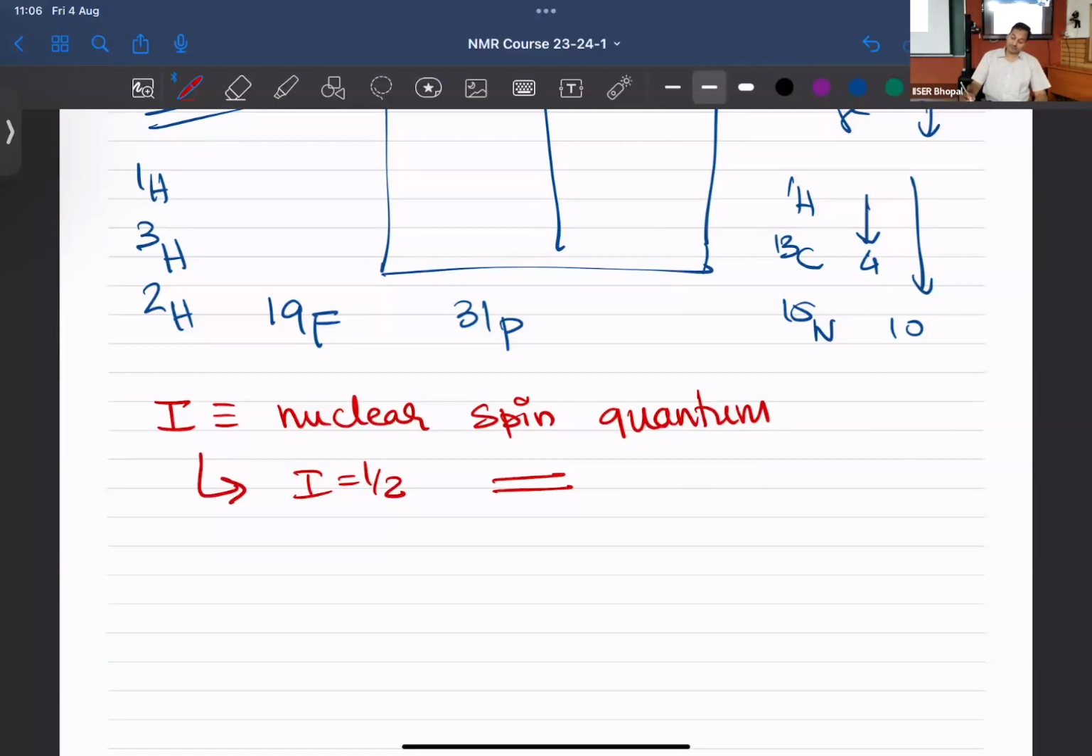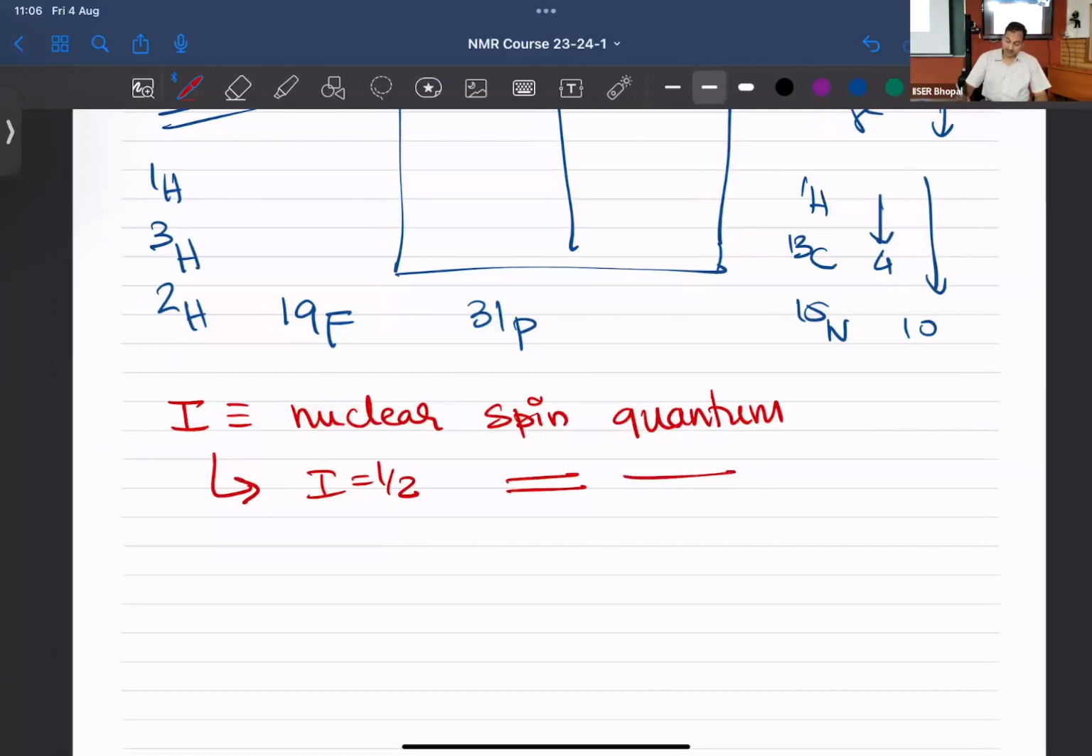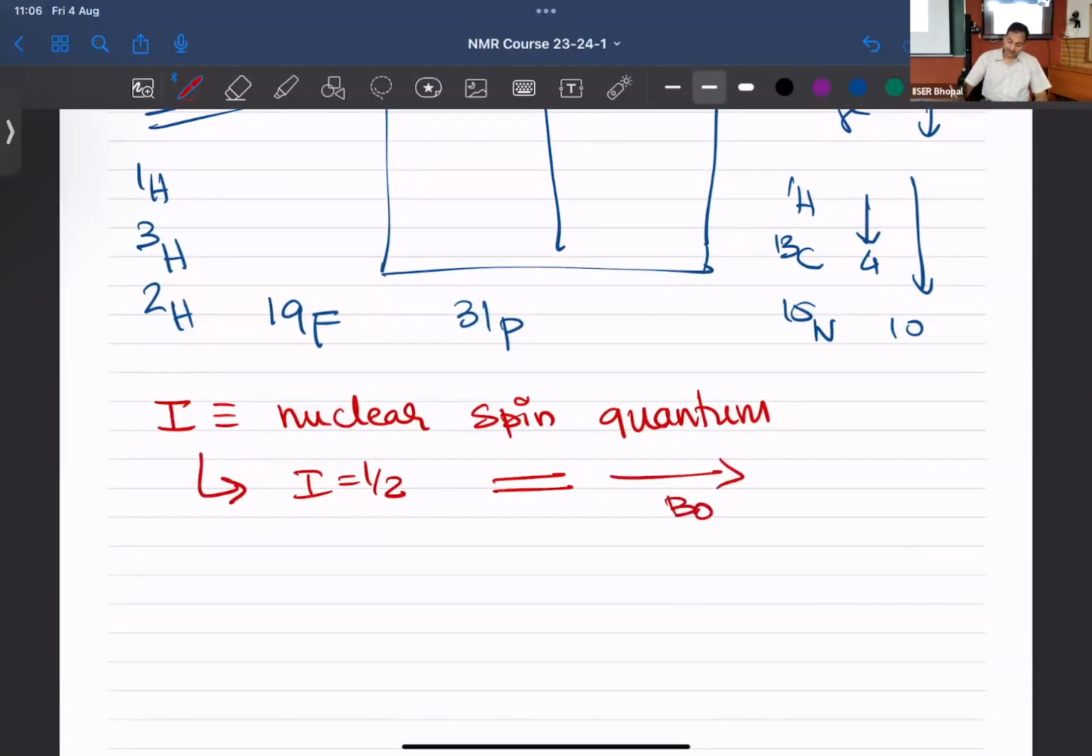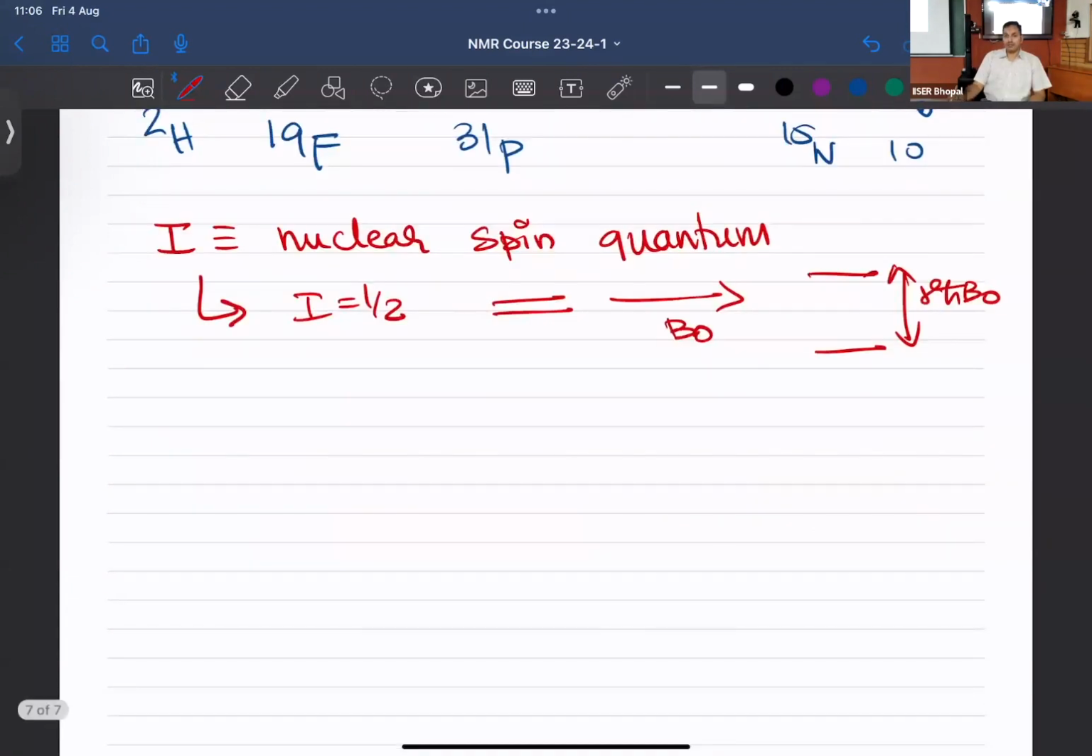So now when you suspend it in a B naught, what we were able to see is that there is going to be a certain energy gap that gets associated. And if I remember correctly, it was gamma h-cross B naught, the overall energy difference between 2 states of spin half systems, where B naught is the strength of the magnetic field, h-cross is the unit of quantization, and gamma is the gyromagnetic ratio of the spin that you're trying to interrogate. What is the next step that we took?